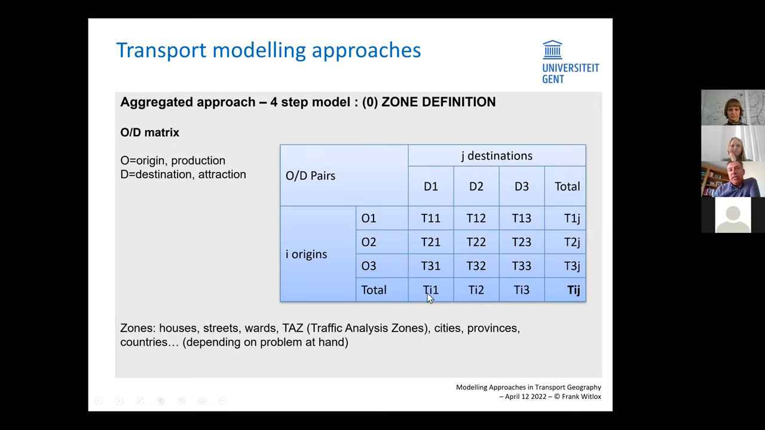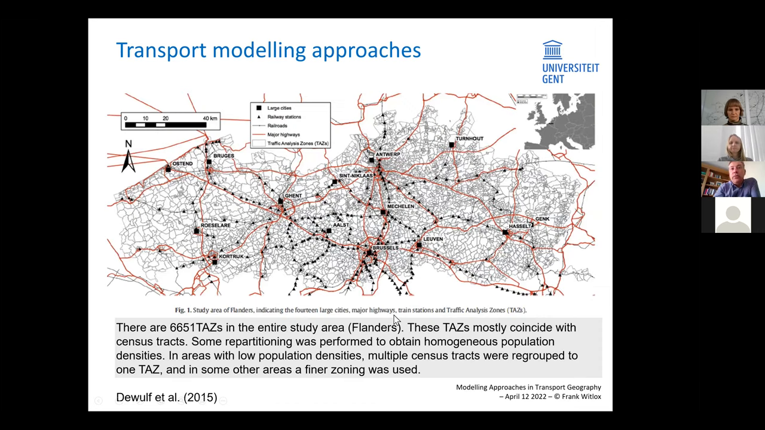Now, remember, I started with saying that the first most important step is the definition of the zones. What is usually the case is either wards or neighborhoods, but it could also be at a higher aggregated level, provinces or cities, or in most cases, if you're dealing with transport, the so-called TAZs, or traffic analysis zones. This is, for instance, the traffic analysis zones for Flanders, the region where I live.